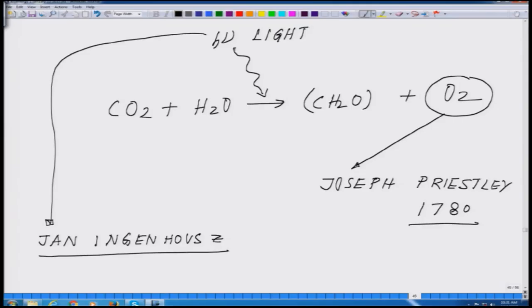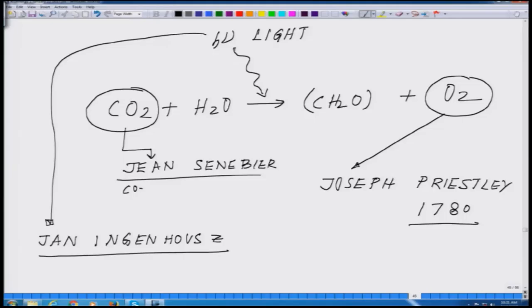Okay. So, who discovered the role of light? The third one was John Sennebier. His discovery was with carbon dioxide. What he essentially showed, let me just put the name, John Sennebier showed that CO2 is taken up in photosynthesis. I am just putting PS for photosynthesis, not putting the whole name.